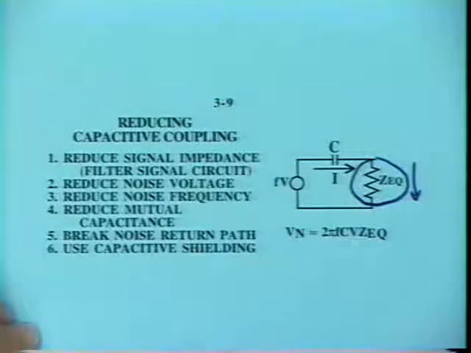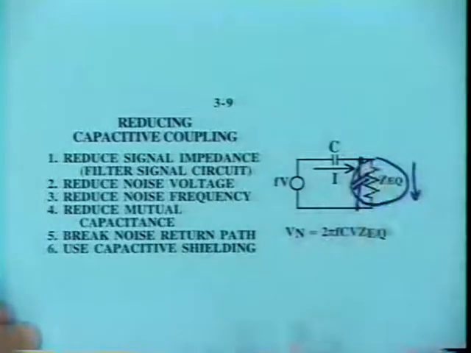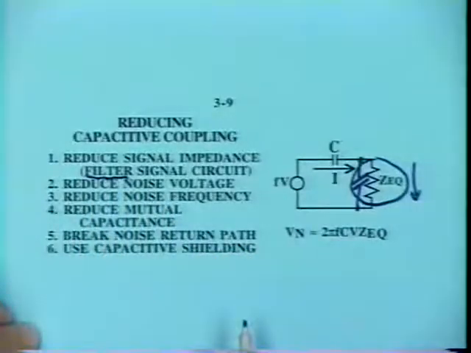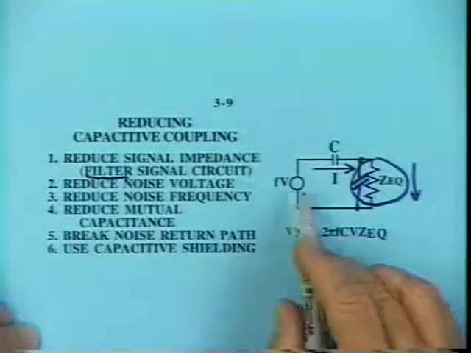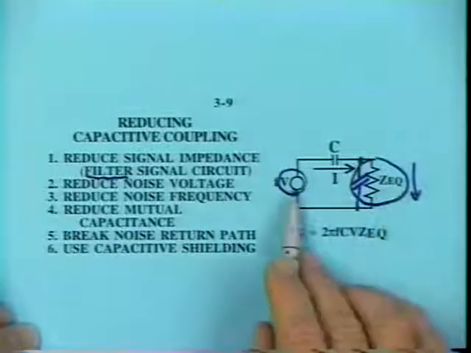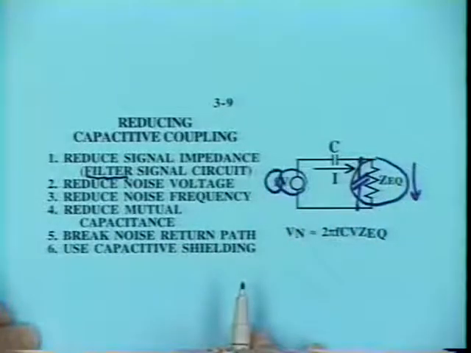Of course, if we had high frequency noise and low frequency signal, we could put a capacitor across here and thereby reduce the impedance at high frequency but not reduce it as much at low frequency, using a filtering technique, which is a standard approach. We could also try to reduce the noise voltage if that's adjustable. Reduce the impedance, reduce the voltage, reduce the frequency of the noise, again if that's adjustable.